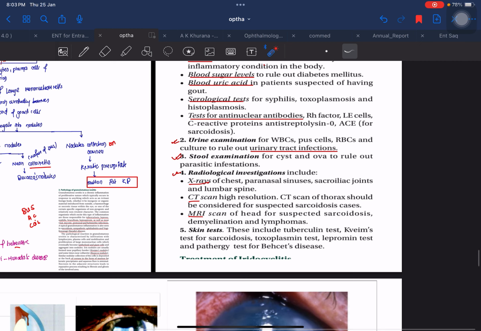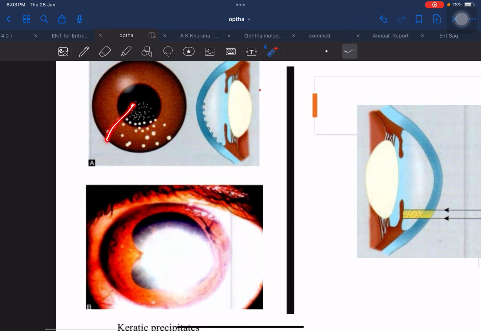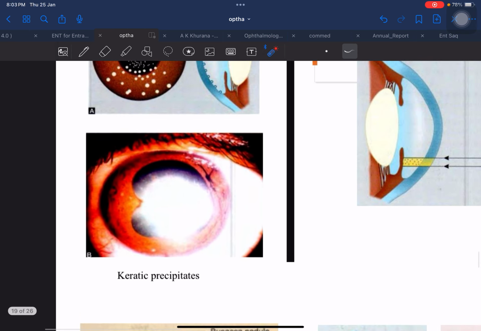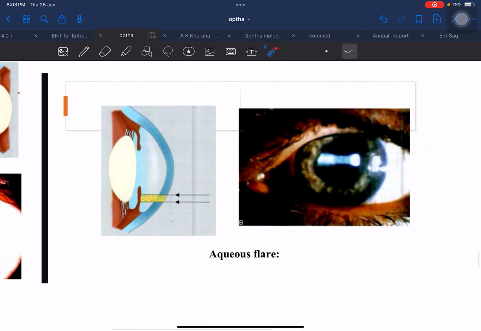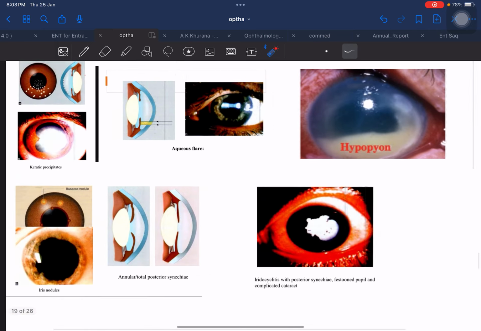As you can see, what are these? These are keratic precipitates. We talked about Arlt's line and Arlt's triangle. Now here we can see aqueous flare, protein deposition within the aqueous humor, causing it to look turbid. It looks like a torch turned on in a dark room. Similarly, this is hypopyon, which is also seen in non-granulomatous uveitis.